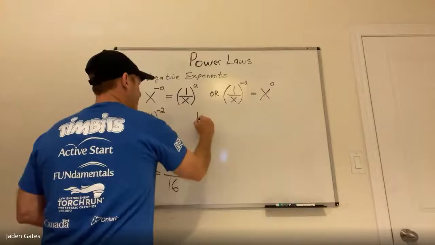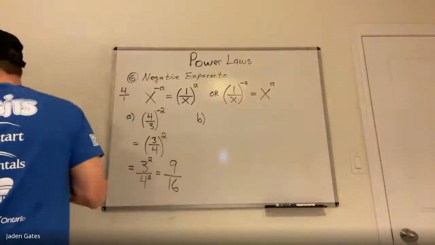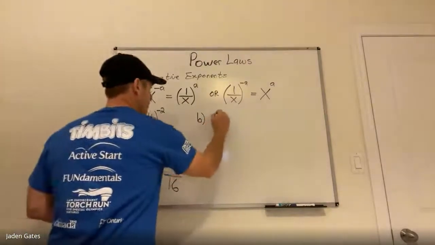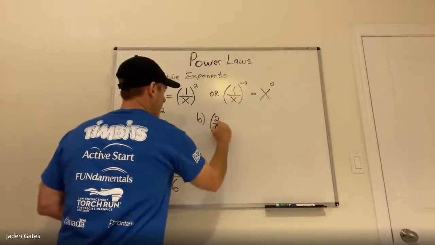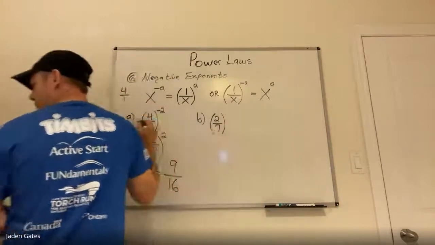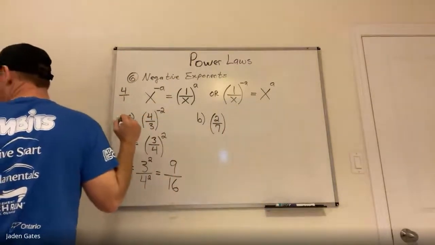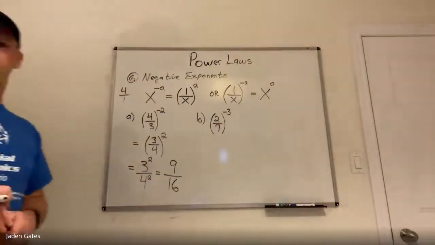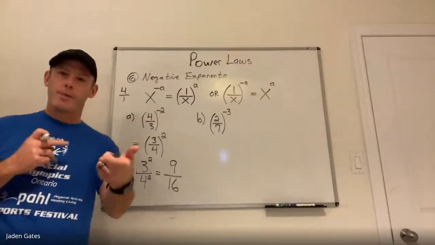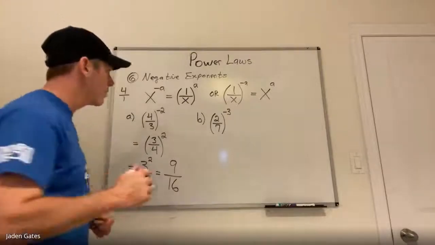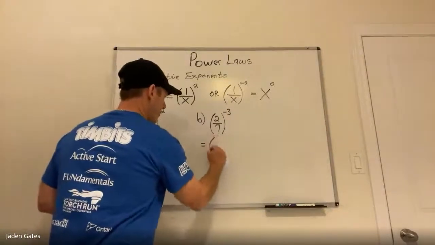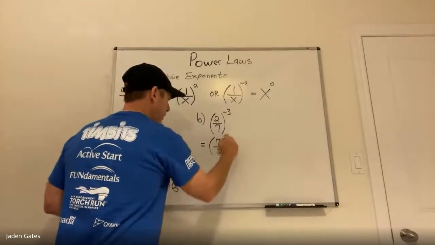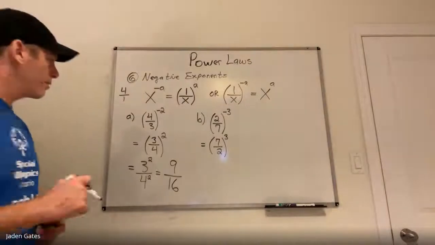B. Let's try another one of those. So 2/7 to the power of -3. All right, so again, same thing I've been doing with negative exponents, flipping the base, change my exponent to a positive here. And so we end up with, instead of 2/7, we're going to have 7/2. Again, there's my exponent changed to a positive.